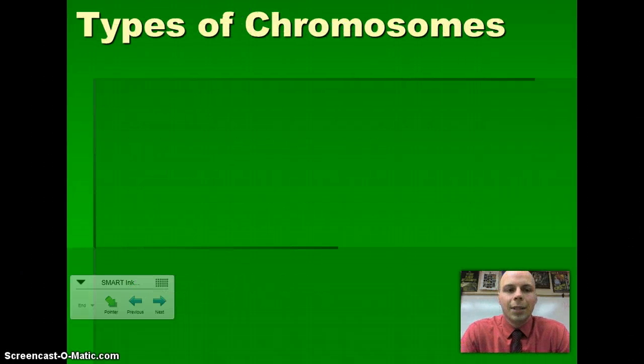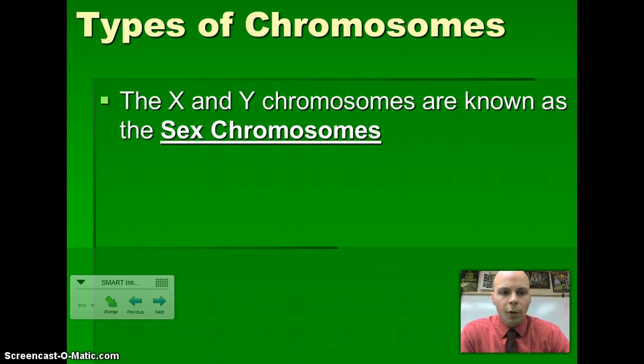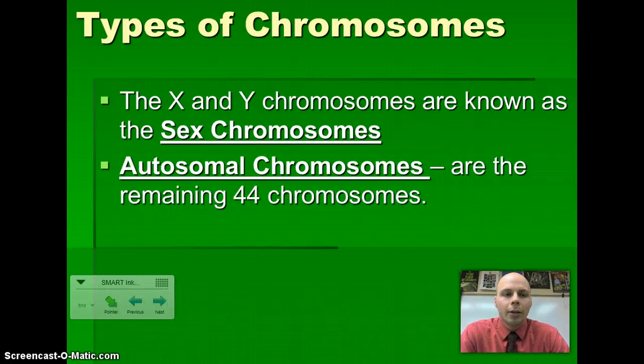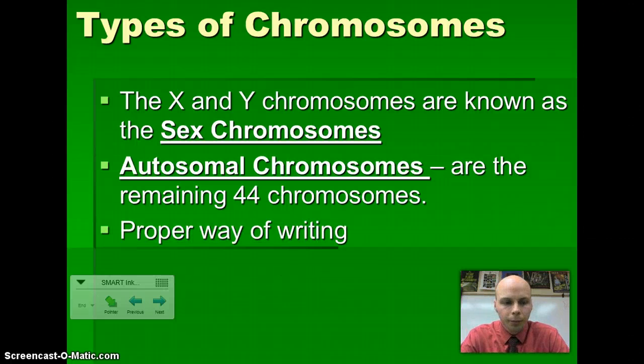All right, we have a couple different types of chromosomes. First, the X and the Y are the sex chromosomes. That's the last, or the 23rd pair. The other chromosomes that are not involved in determining the sex, we call autosomal chromosomes. This is the other 44 chromosomes. You have 22 pairs that are not the X and the Y chromosome. So autosomal chromosomes just means everything else that's not a sex chromosome.